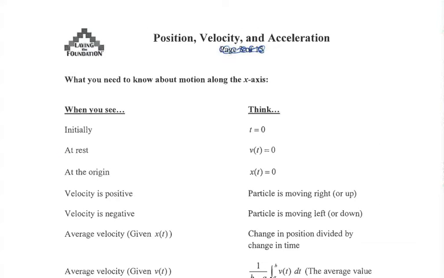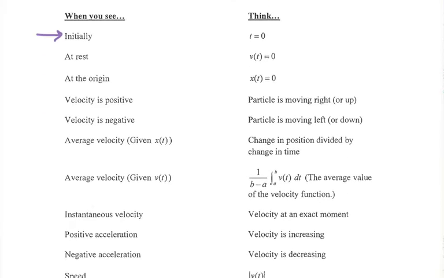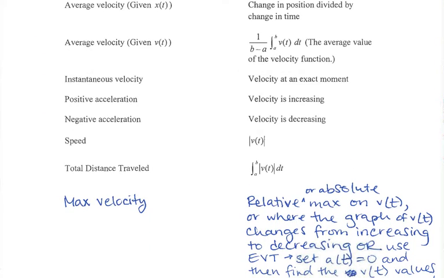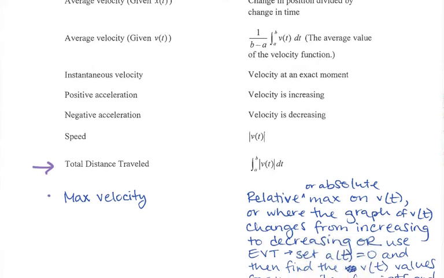Again, this has some key facts to review, but also key words to look for in word problems, like initially, at rest, at the origin, etc. Total distance is here, and we know that it's the integral from a to b of the absolute value of velocity. And we also added a note here about maximum velocity.